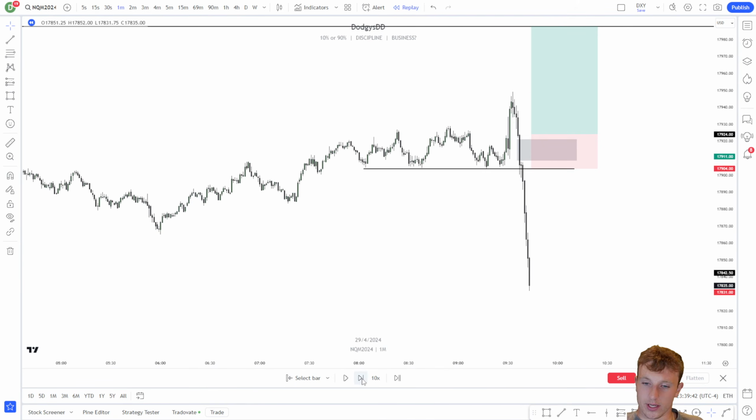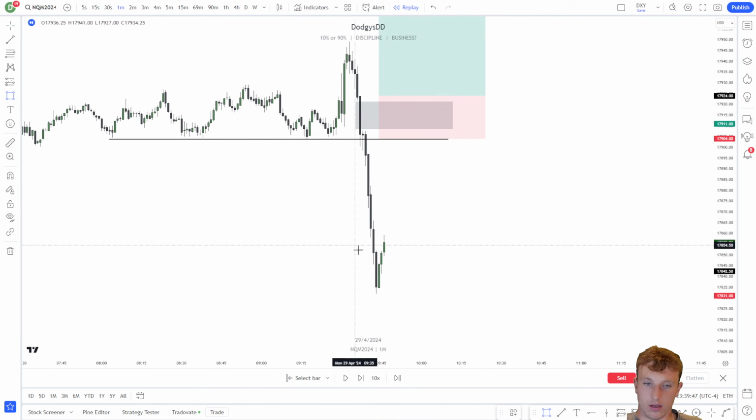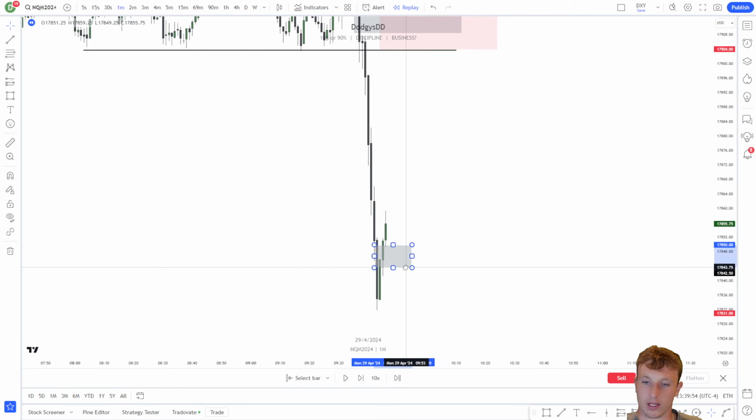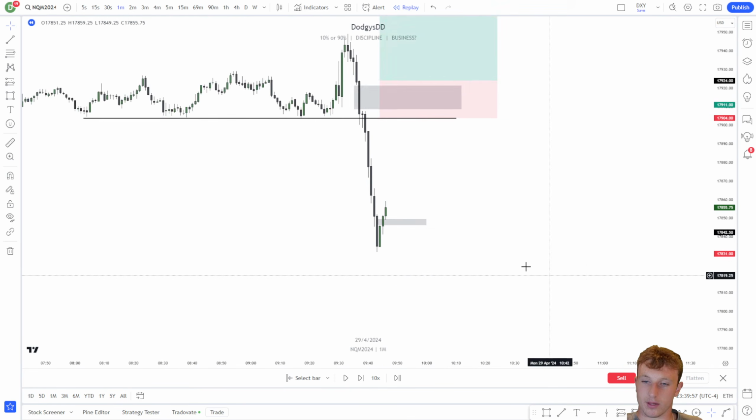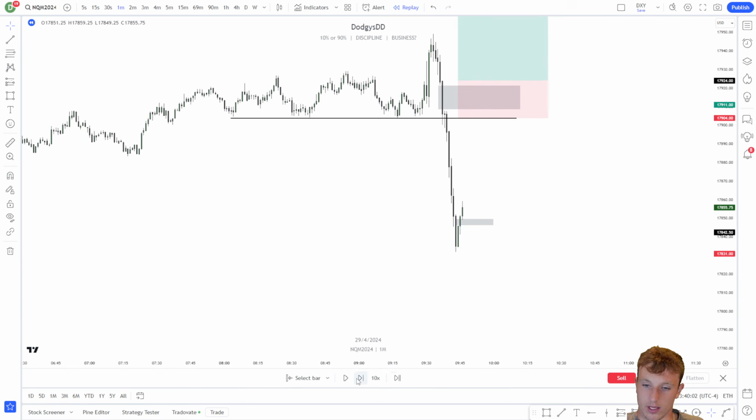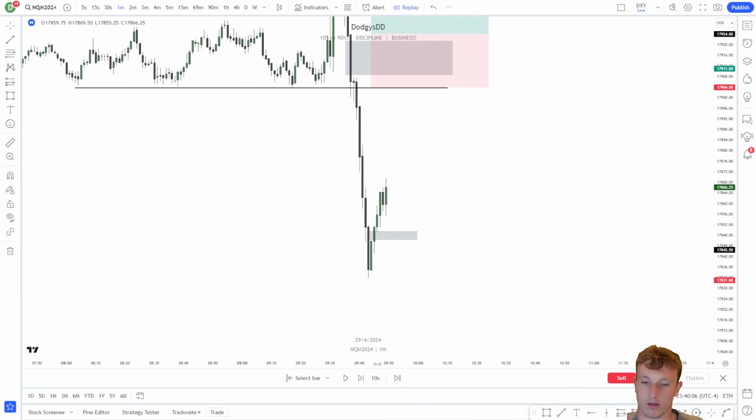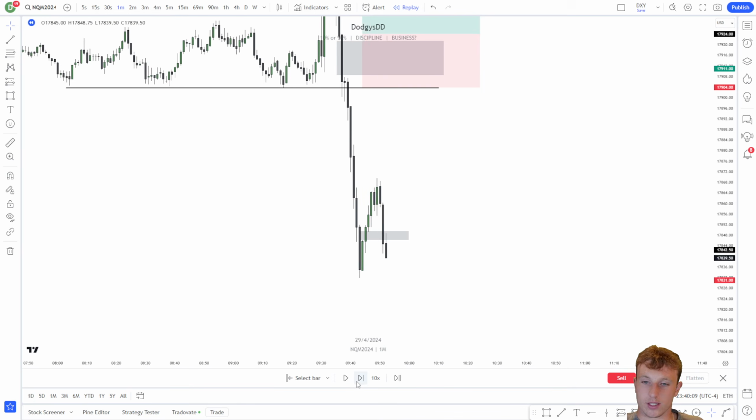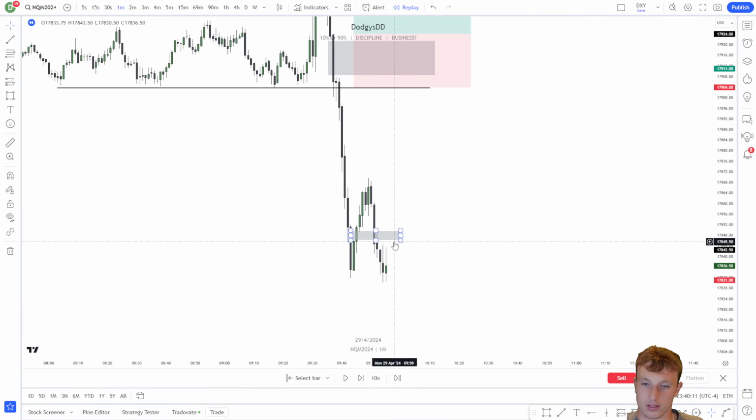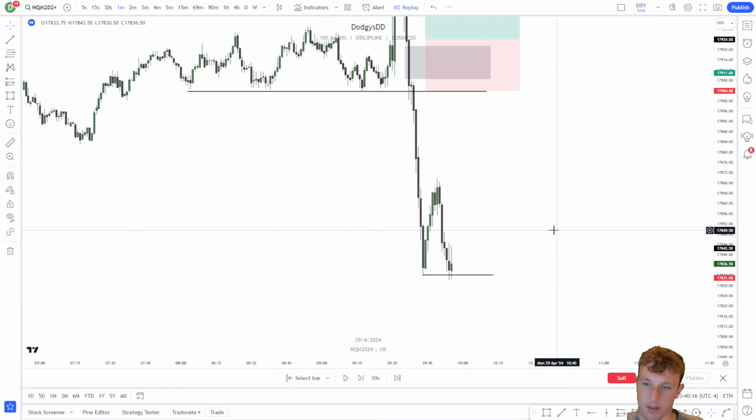Okay, so this is a situation where now we've dumped too much. We've dumped so much that, remember what I said about the manipulation leg. Never take the first setup or the first fair value gap you see after we dump this much. You want to wait for a manipulation leg here. And I told everyone this in my live stream. So we see a fair value gap here. Do not take this though. Remember, you want to wait for us to see another low day. So here we go. Here's another low day sweep.